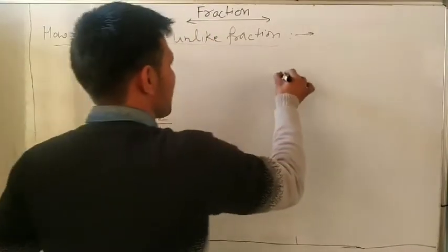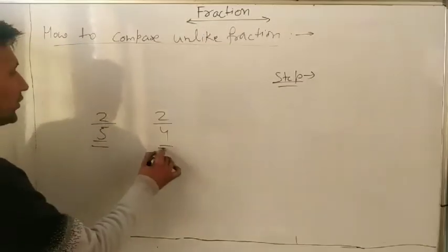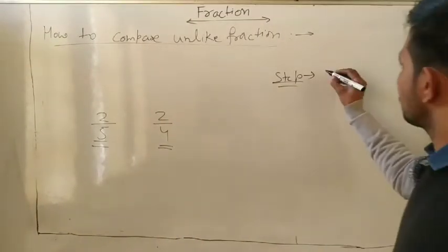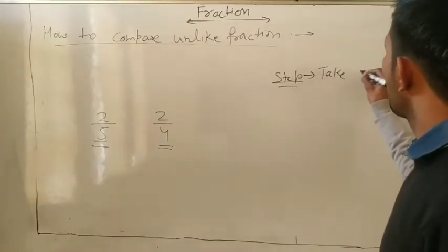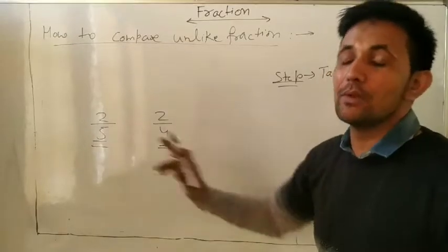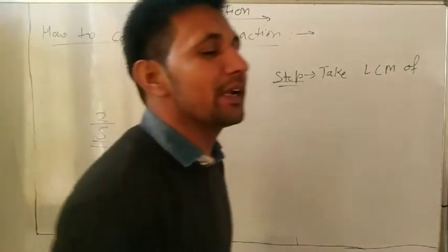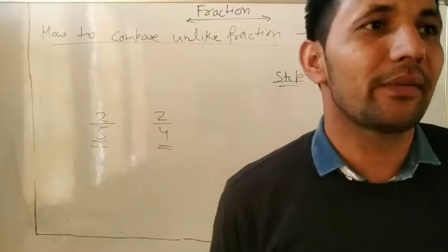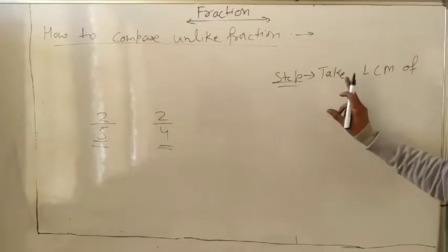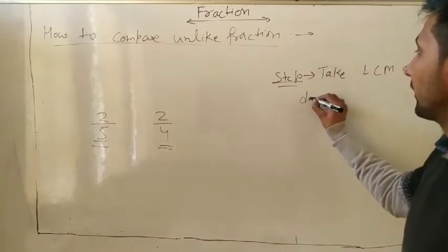So the first step is always what we will find. We will make the denominators the same. So first take the LCM. Always take the LCM. Always we will make the denominators the same, because if the denominators are the same, they become like fractions, and like fractions we can compare easily. So the first step is always to take the LCM of the denominators.